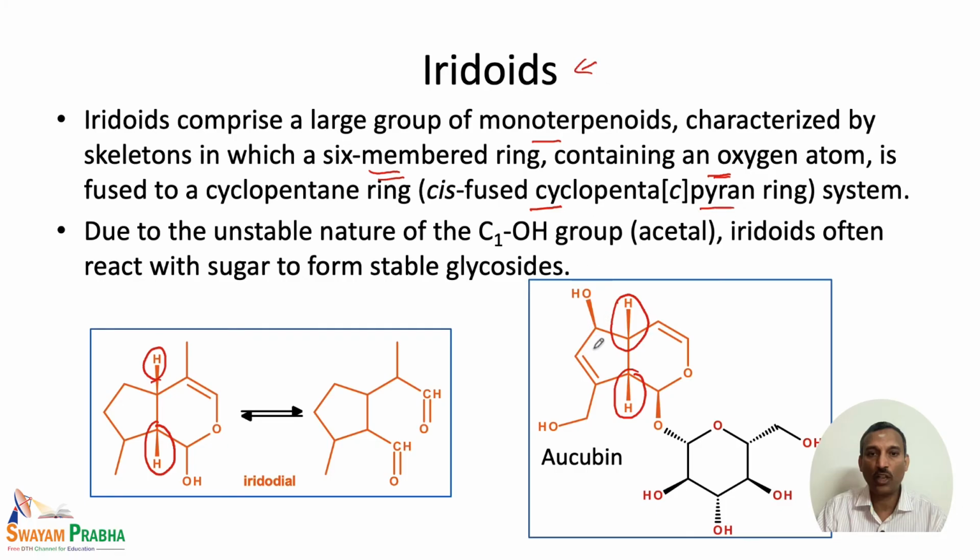So, we have a 5-membered ring and a 6-membered ring combination present here. And this hydroxy unit, especially when we talk about the C1 hydroxy unit, is quite unstable because this is basically an acetal unit. Since this is quite unstable, it is stabilized by the formation of glycosidic linkages. That is the reason most of these iridoids will have a glycosidic linkage, and this glycosidic unit actually stabilizes these kinds of irido compounds or iridoids.